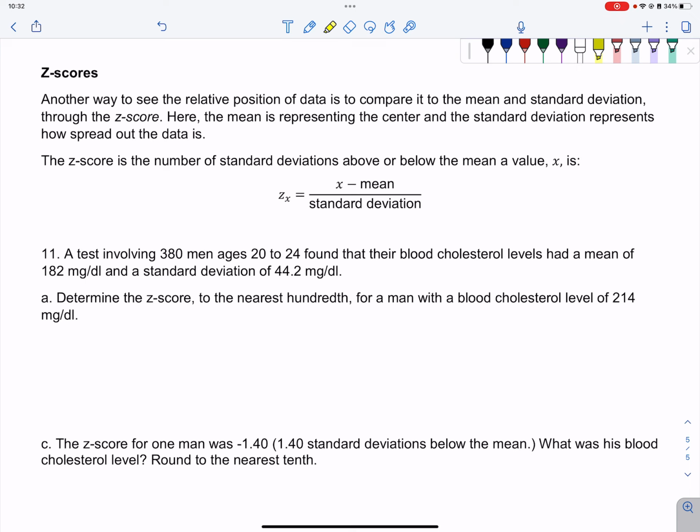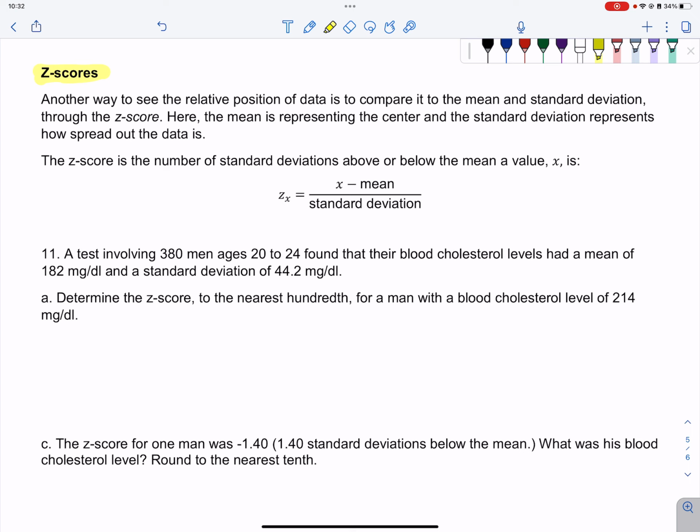Another method that we have for seeing positions of our data and where the data values are in the set is what we call z-scores. These use the mean and the standard deviation to give a relation to where in the data set a value is.